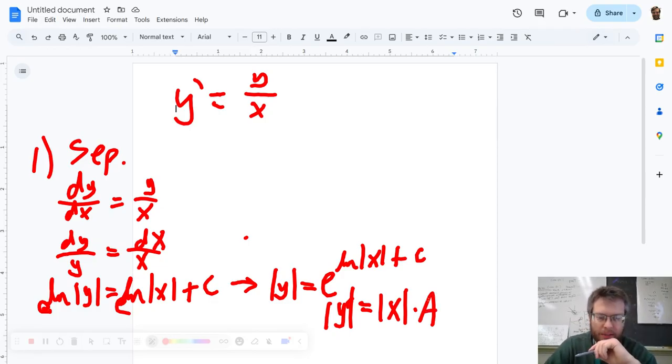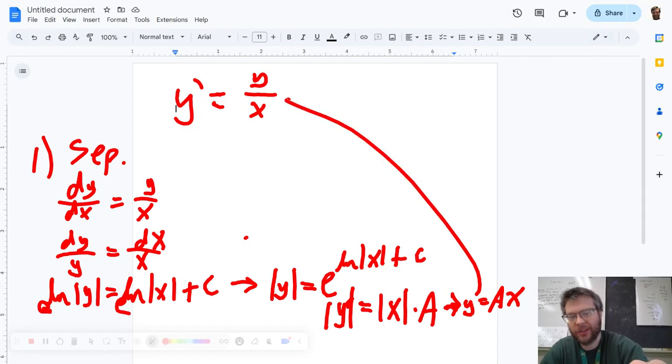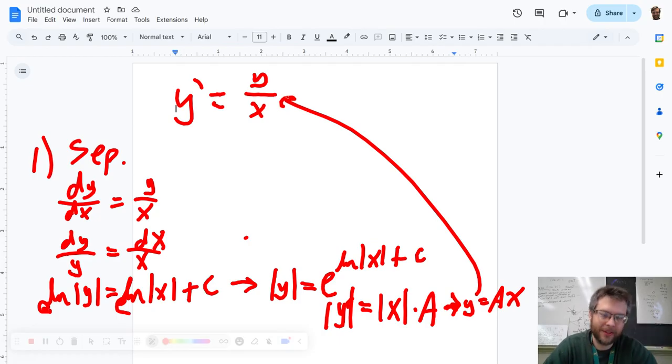Now because we have this undetermined constant here, the absolute values don't matter, because depending on whether y or x are positive or negative, the value of a will just change. So we just get y equals ax. You can double check for yourself that it is a solution to the original equation. Think about what y prime is if you take the derivative of ax, and what y divided by x is: ax divided by x. So I think you can verify that. That's one way to solve this, separable.